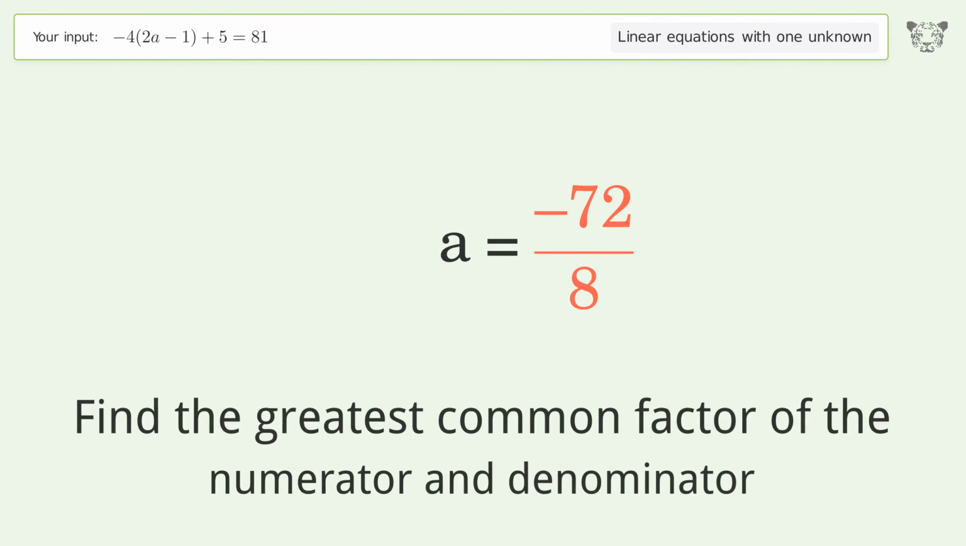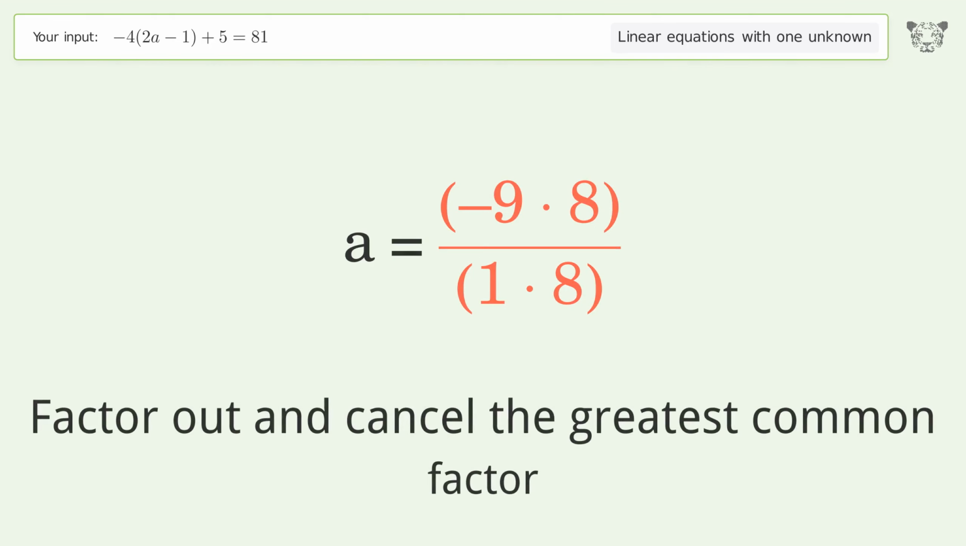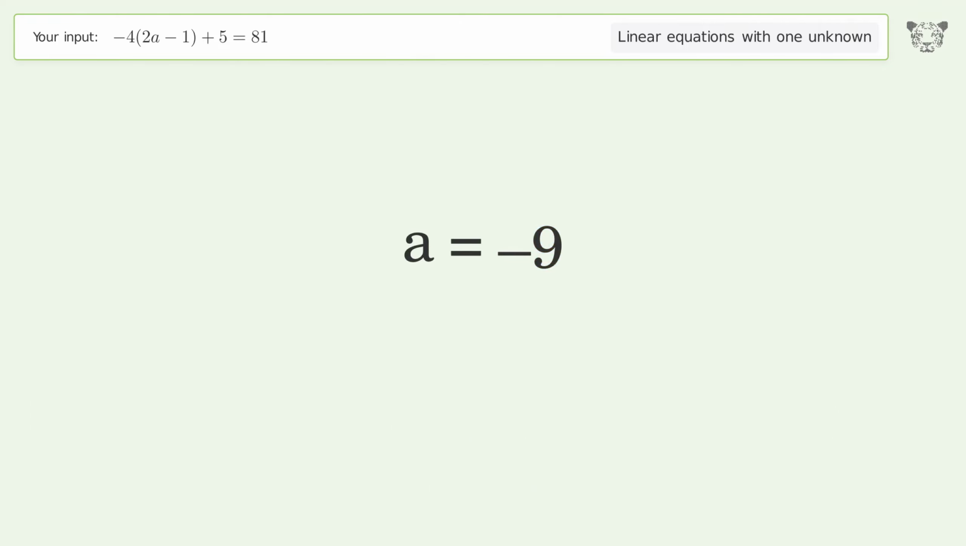Find the greatest common factor of the numerator and denominator. Factor out and cancel the greatest common factor. And so the final result is a equals -9.